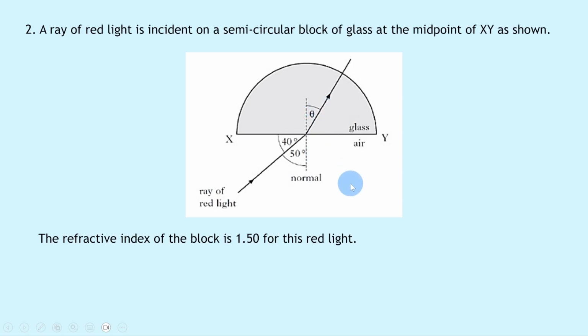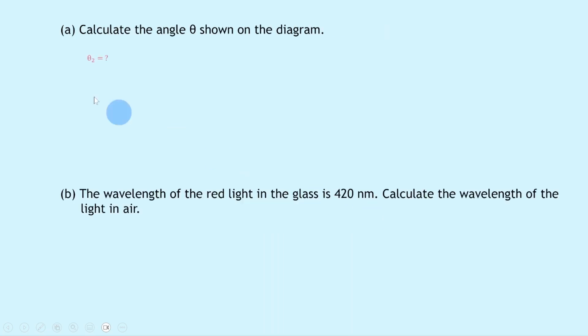And θ1, remember, is always the angle in air, the less dense medium. So θ1 is going to be the angle between the normal and the incident ray, which is 50 degrees. And we want to find θ2 essentially in the glass. So we're trying to find θ2, we know n is 1.50 for the glass, and θ1 is equal to 50 degrees. So writing down our equation relating n, θ1 and θ2, we have n equals sin θ1 over sin θ2.